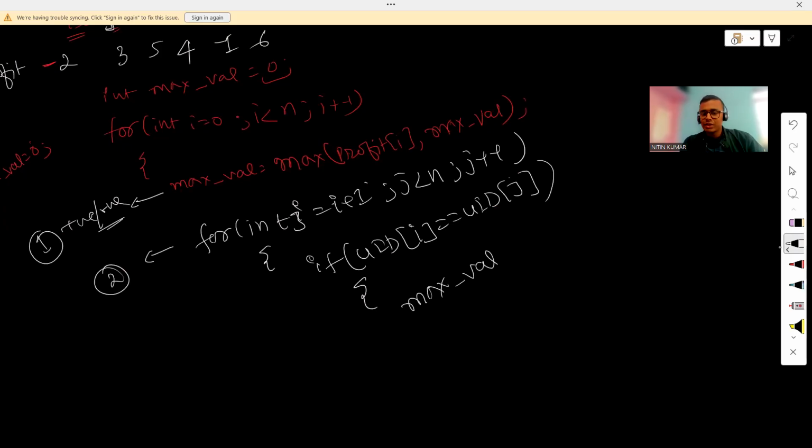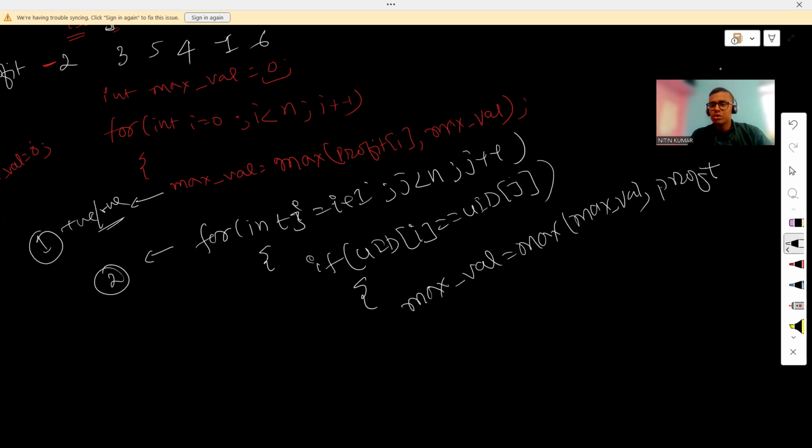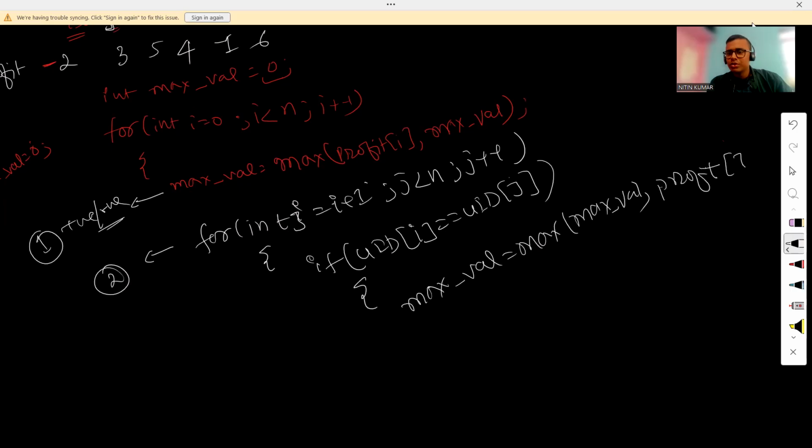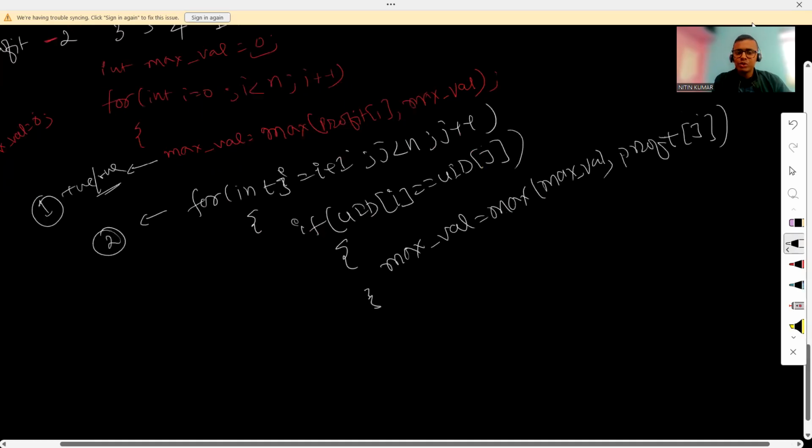So maxVal is equal to max of maxVal and profit of j. I hope you understood this. Okay. So this is the one case that we are going to look for.